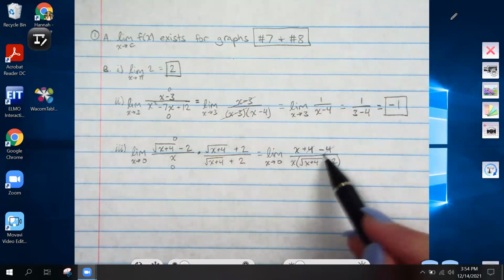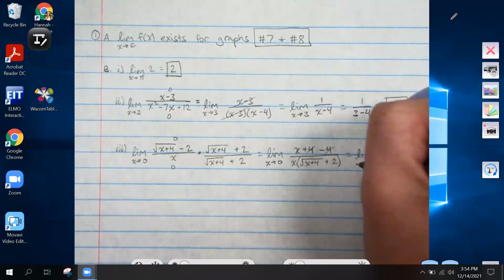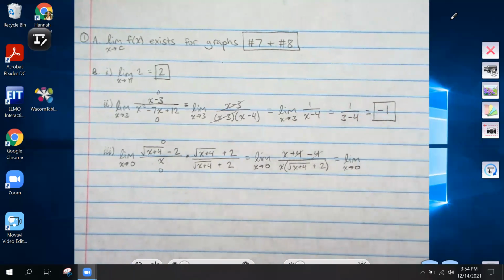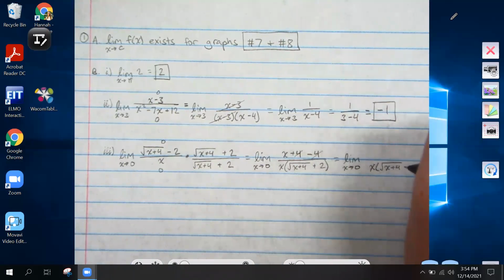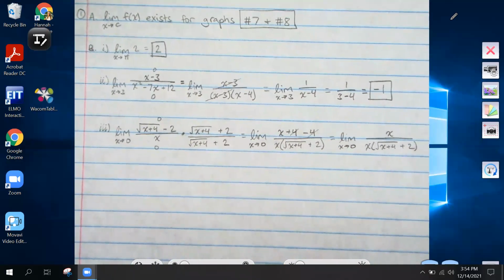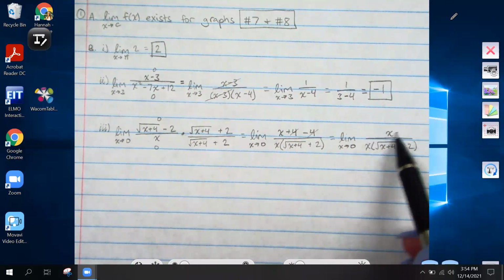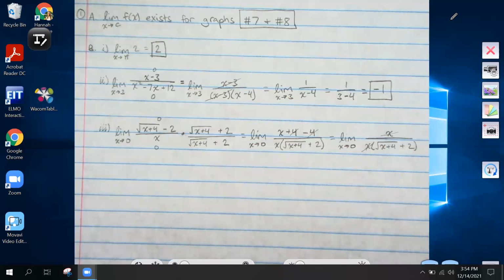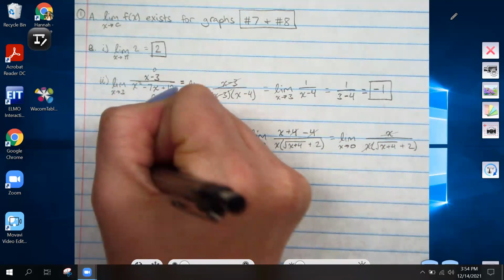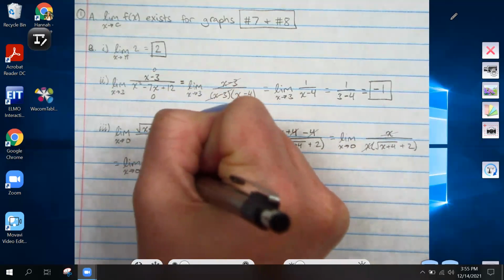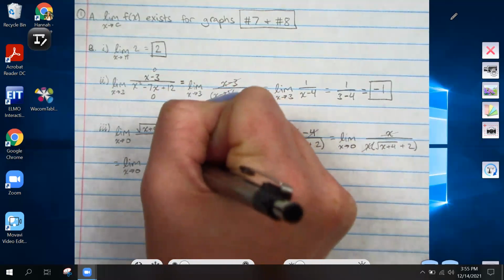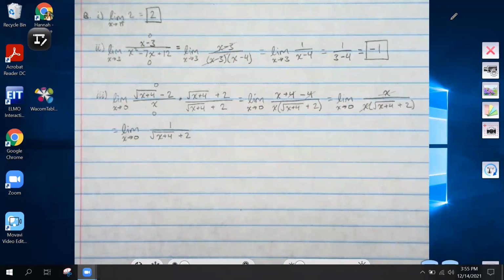In the numerator, we have 4 minus 4, those cancel. So we have the denominator stays the same. In the numerator, all we have is x. This x in the numerator and the x in the denominator can cancel. So we're left with the square root of x plus 4 plus 2 in the denominator. The only thing we're left with in the numerator is 1.